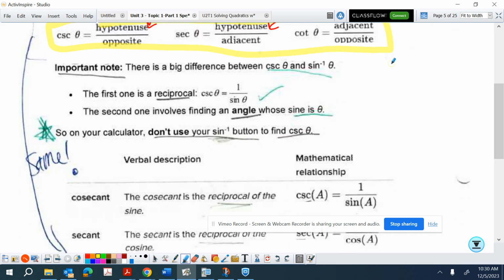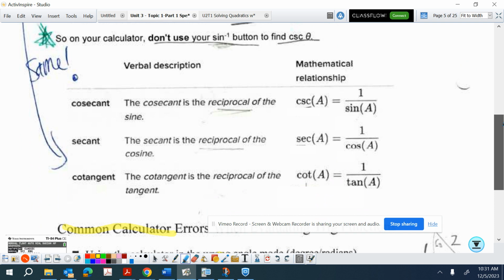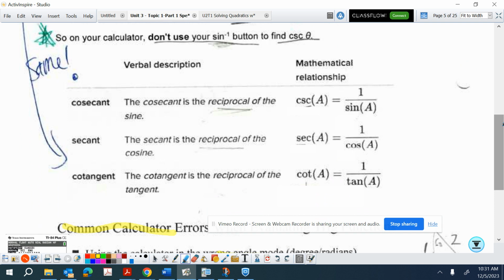So again, when I was talking about the first reciprocal relationships above, you're always taking cosecant and doing 1 over its reciprocal to describe the relationship. The same thing you would do with secant theta equals 1 over cosine theta, and cotan theta is 1 over tan theta. Now, these are the verbal descriptions and a mathematical relationship.